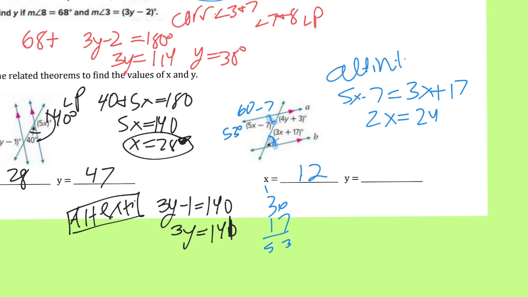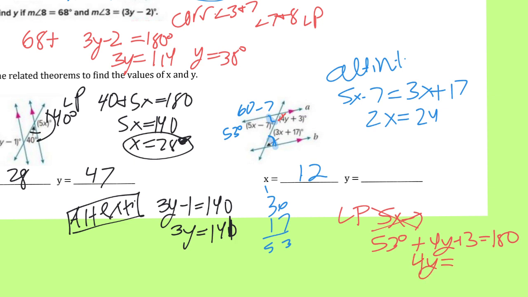Well, we've still got to find the measure of y. To find y, which is in this angle right here, I'm going to use the linear pair theorem and say 5x minus 7, which we know is 53 degrees, added to 4y plus 3, and their sum equals 180 because they're a linear pair. Then 53 plus 3 is 56, and we subtract 56 from both sides. You get 4y is equal to 124. Then divide both sides by 4, and you get y is 31.